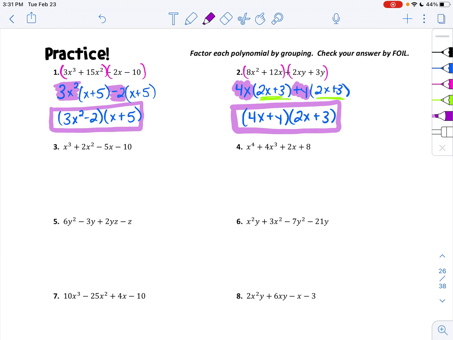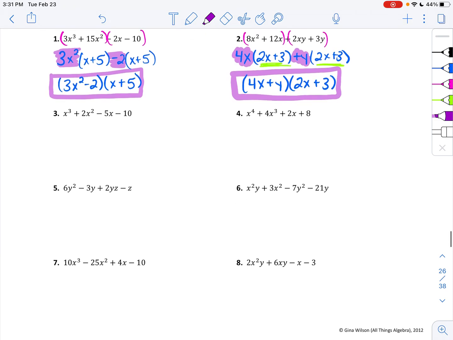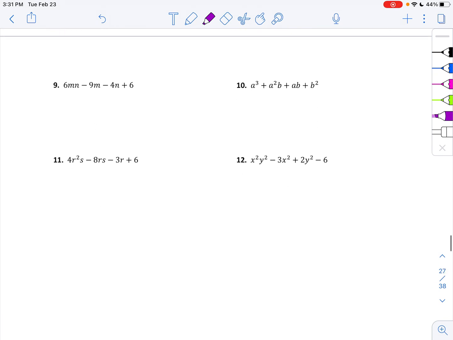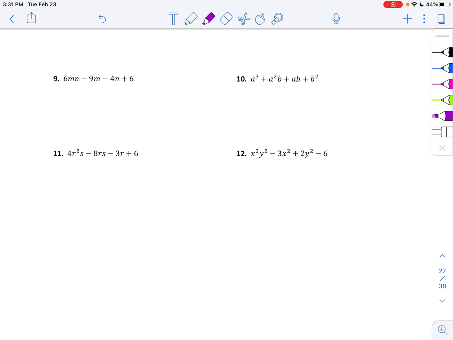Go ahead and highlight on this page number 3 through 8. And then on the next page, go ahead and highlight number 9, and let's take a look at number 10.